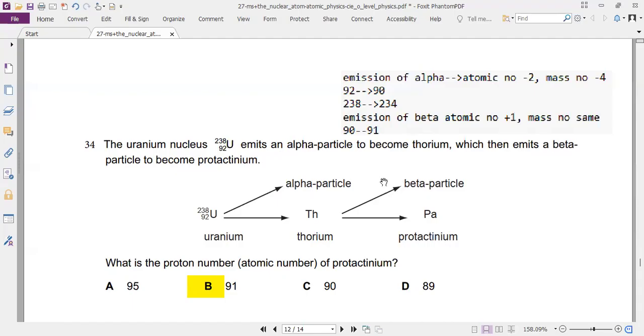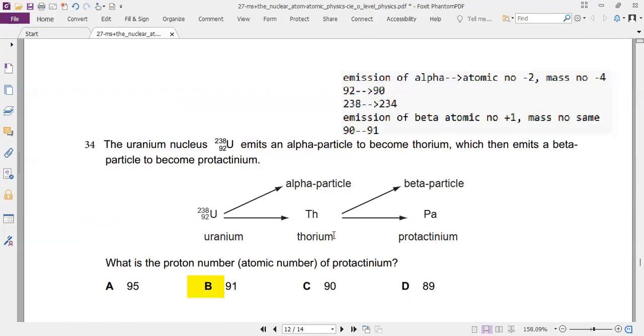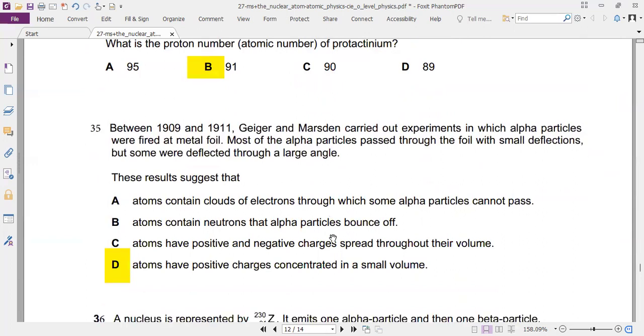Very interesting question. Just remember the two facts: what happens when an alpha particle is emitted and what happens when a beta particle is emitted. Write down the atomic and mass numbers and decrease them accordingly, and it shouldn't take you more than 30 seconds if you have practiced this. Number 35, detail about Geiger-Marsden and what it suggests: atoms have positive charge concentrated in a small volume.